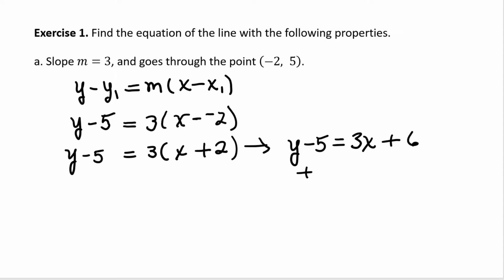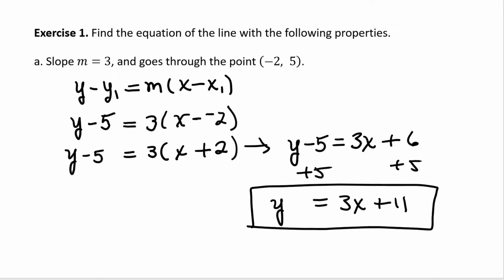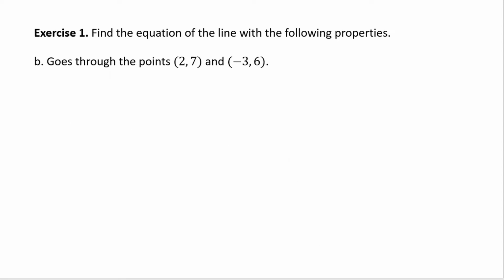Now add 5 to both sides of the equation, and you get y equals 3x plus 6 plus 5 is 11. We typically express our answers in the slope-intercept form. That's the form y equals mx plus b, because it also is the form for the linear function.